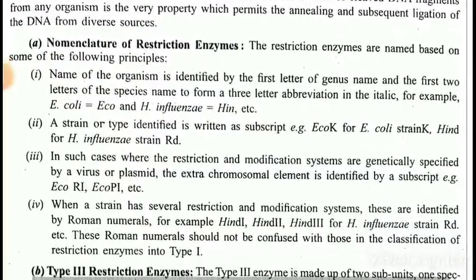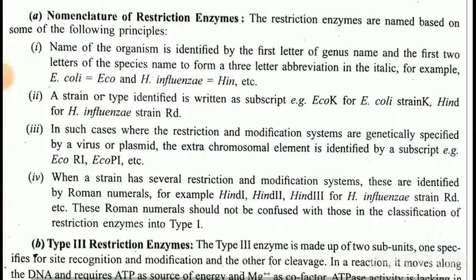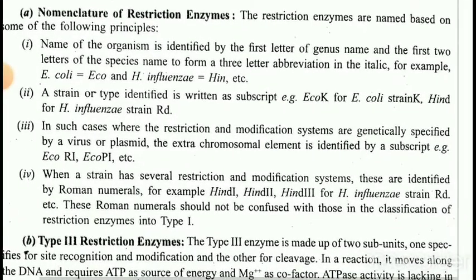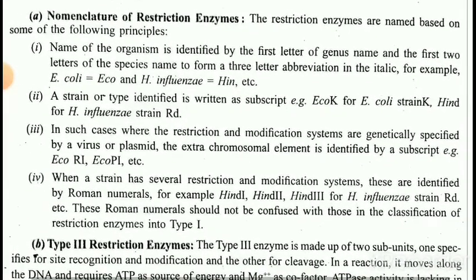A. Nomenclature of restriction enzymes. The restriction enzymes are named based on some of the following principles. 1. The name of the organism is identified by the first letter of the genus name and the first 2 letters of the species name to form a 3-letter abbreviation in italics, for example, E. coli is Eco and H. influenzae is Hin, etc.